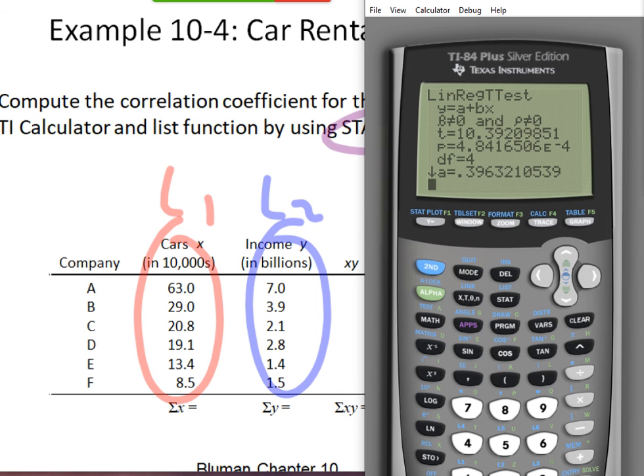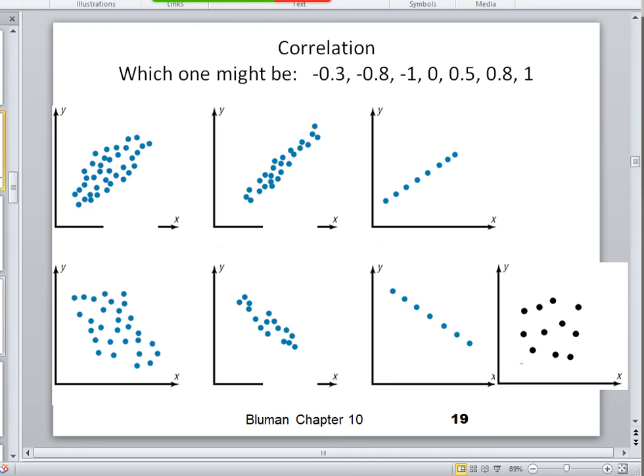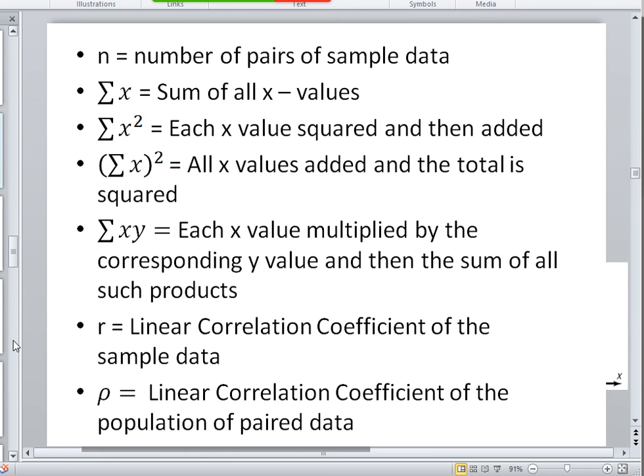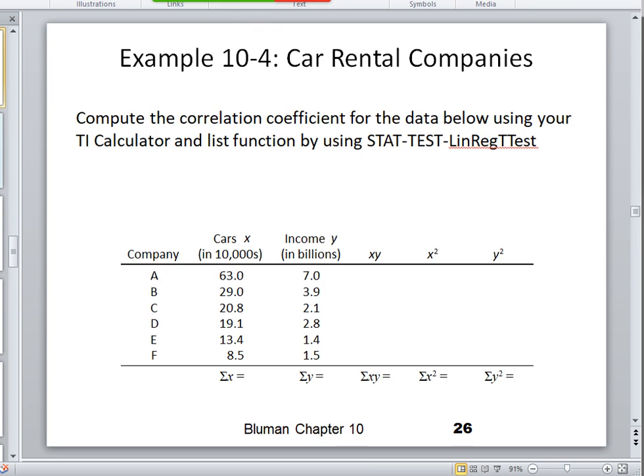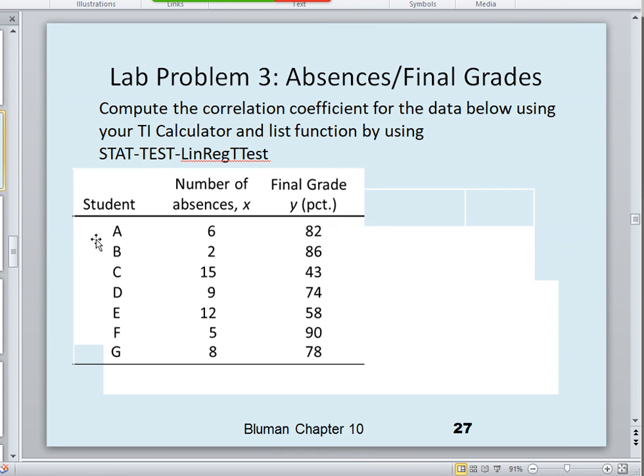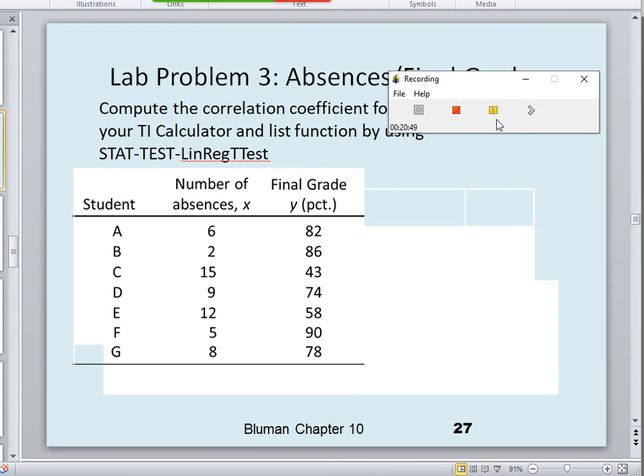All right, so then you guys need to do this problem on your next page. Flip the page, and you will go to this problem here. So lab problem 3 on the next page, just find your correlation coefficient for this one. So again, list 1, list 2, and then do that LinRegTTest. Stat test, LinRegTTest right there. All right, so I'll leave this up here in case you guys don't have your notes.